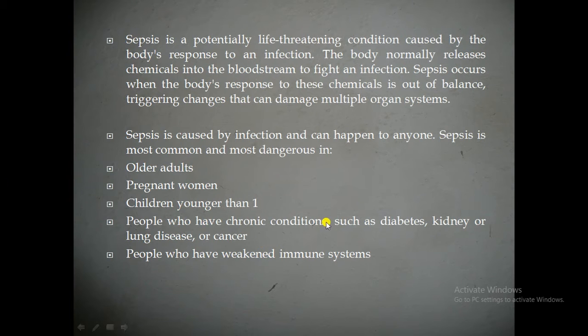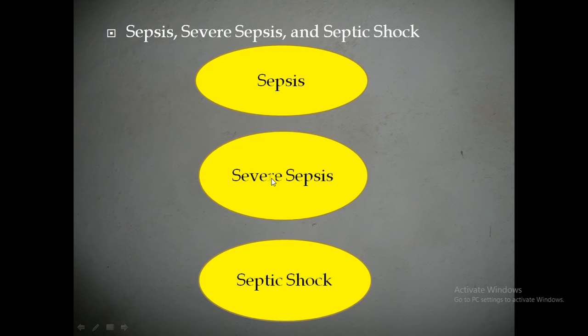It is caused because of infection, and it can happen to anyone, like older adults, pregnant women, children younger than one, and people who have a weak immune system. In those kinds of people sepsis will occur. Sepsis has three stages. Sepsis leads to severe sepsis, and severe sepsis leads to septic shock.